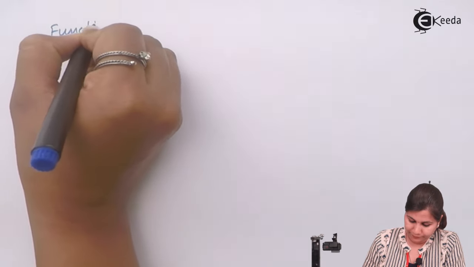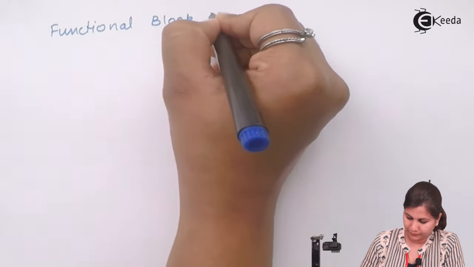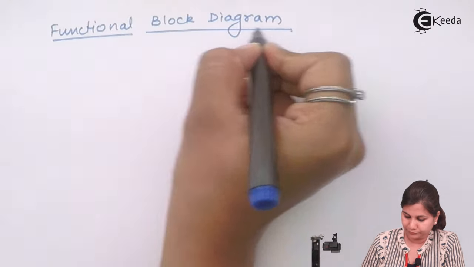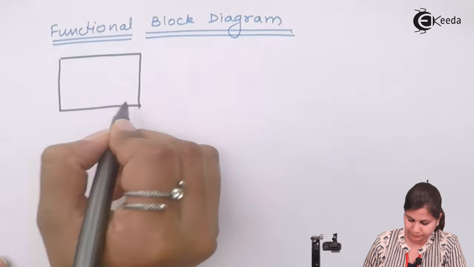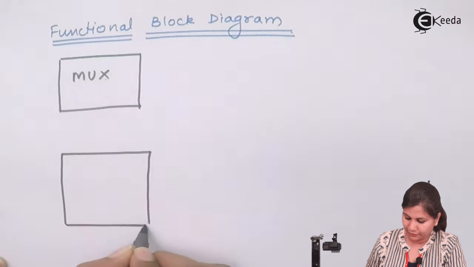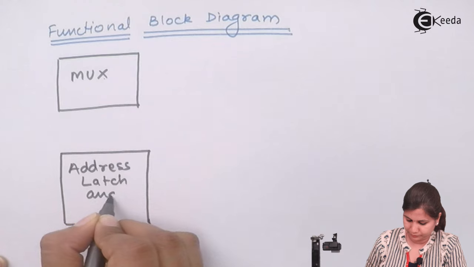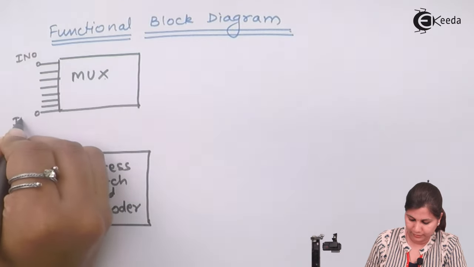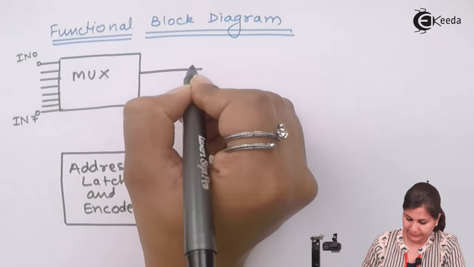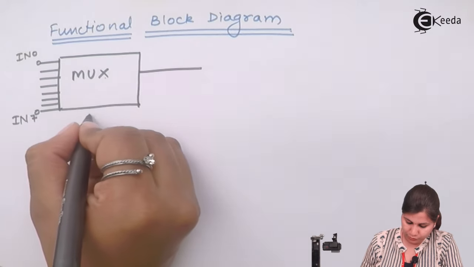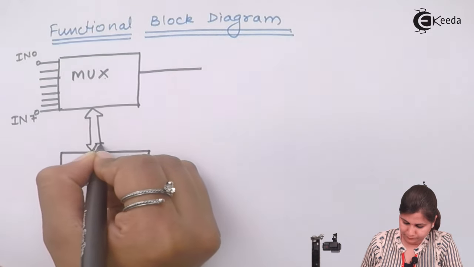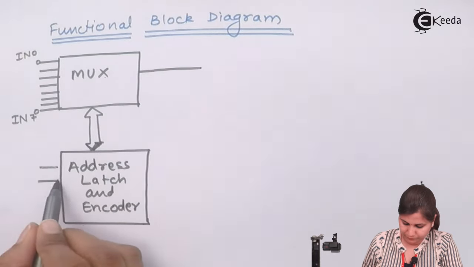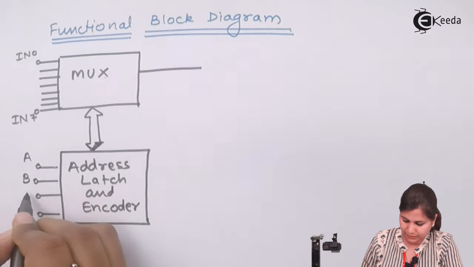As I've said, it will use the successive approximation type of technique. So if we see its functional block diagram, it will consist of an address latch and encoder. We are having from IN0 to IN7. Out of that, only one will be selected. This address latch and encoder is providing the addresses to this. Here A, B, C, and ALE is there.